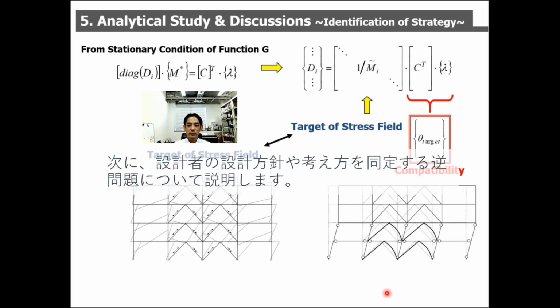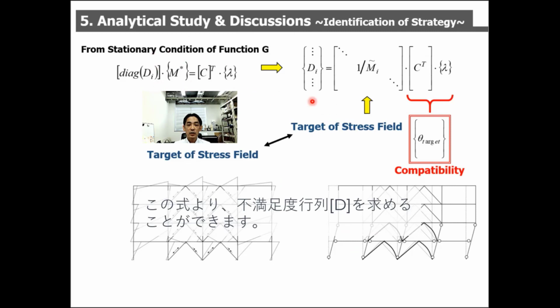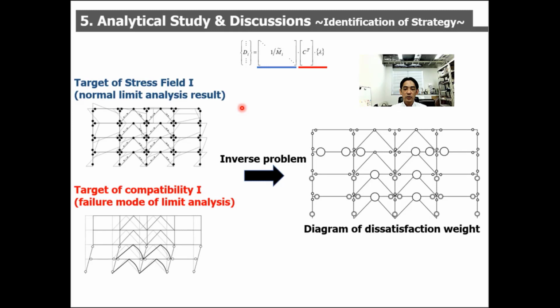So, on the previous slide, do you remember this equation? By use of this equation, dissatisfaction weight D can be solved like this. Target stress field versus compatibility on each failure mode. Okay, so this four-story brace frame is calculated by inverse problem to calculate the dissatisfaction weight. To perform the inverse problem, the target stress field and failure mode are considered like this, and the dissatisfaction weight can be calculated. So this is the result.